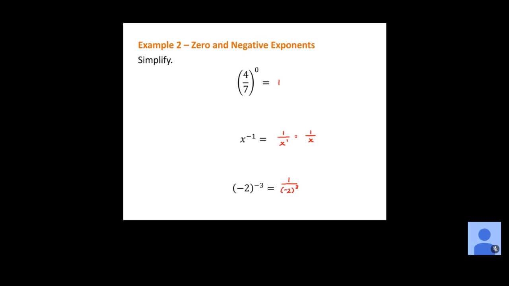Now we can raise -2 to the third power. Remember, that means -2 times itself 3 times. Well, when I do that, that should give us a -8. So this is 1 over -8. Okay, or you could just write that as -1/8.